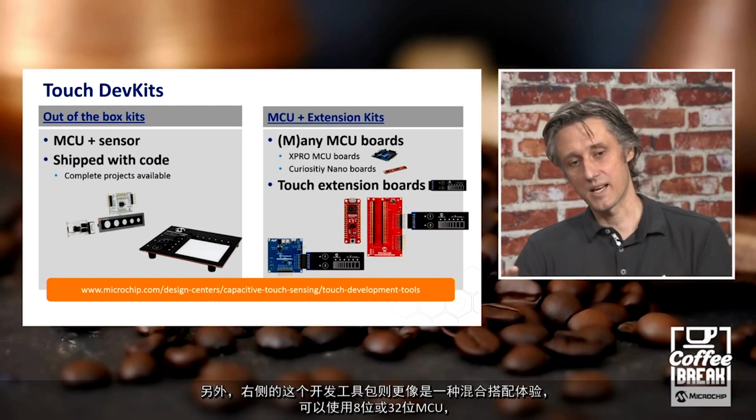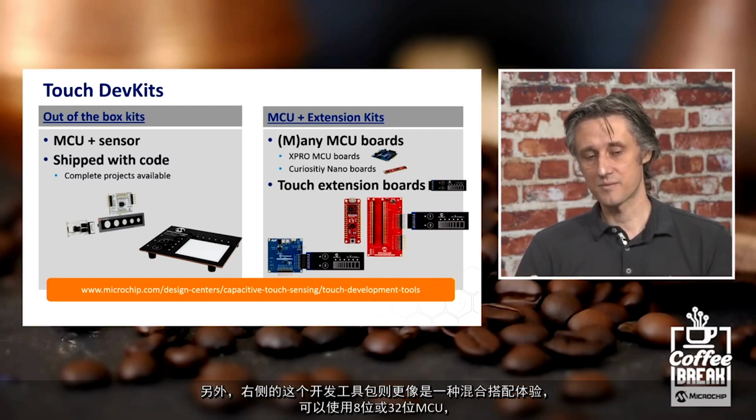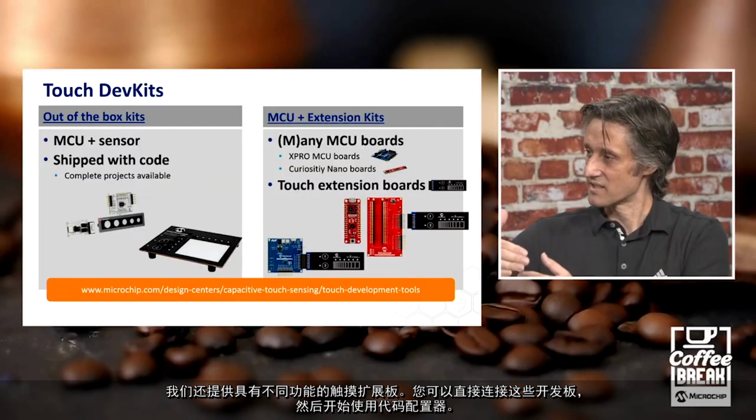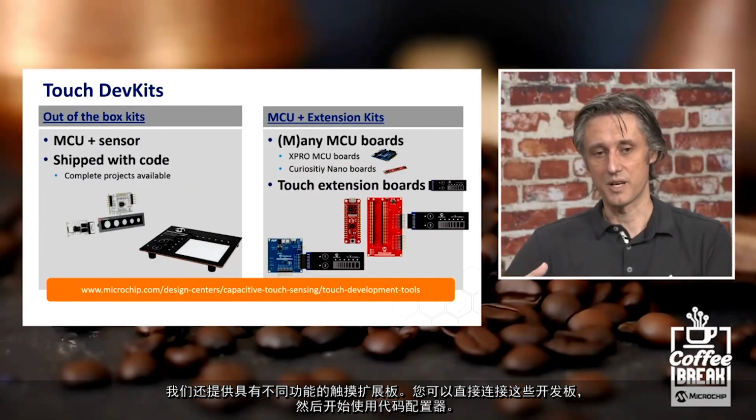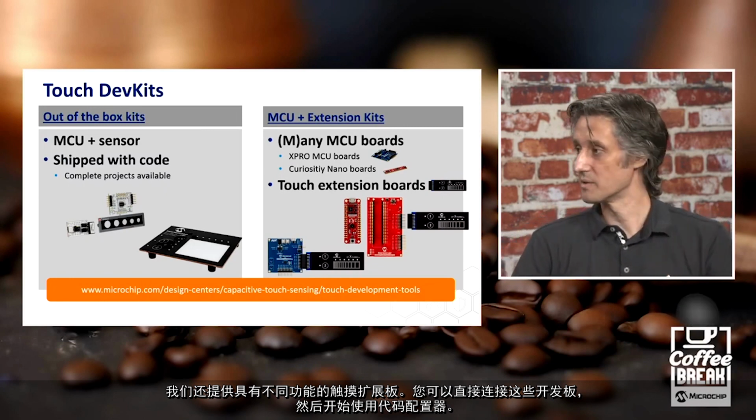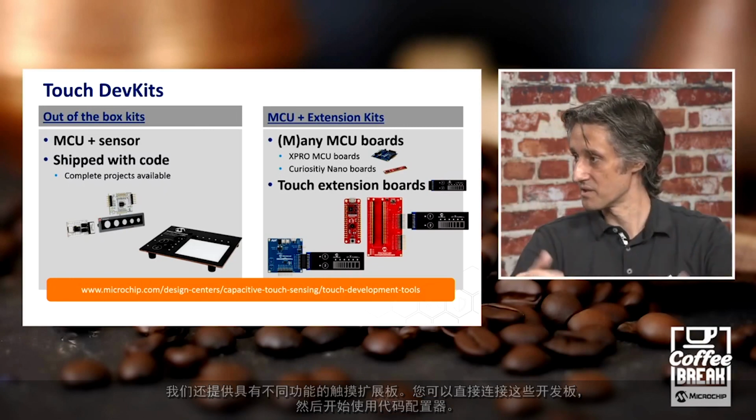And then on the right side is more of a mix and match experience where you might want to use an 8-bit controller, or you might want to use a 32-bit controller. You might need a touchpad or a slider or a bunch of buttons. Right. So you can basically select, every MCU has a starter evaluation kit, Xplained Pro board or Curiosity Nano board. Then we have these touch extension boards with different features. And you can just say, this is my MCU, and I want to do a small touchpad. You click them together, and the code configurator, and you're ready to go. Yeah. Cool. I like that. I like that a lot.